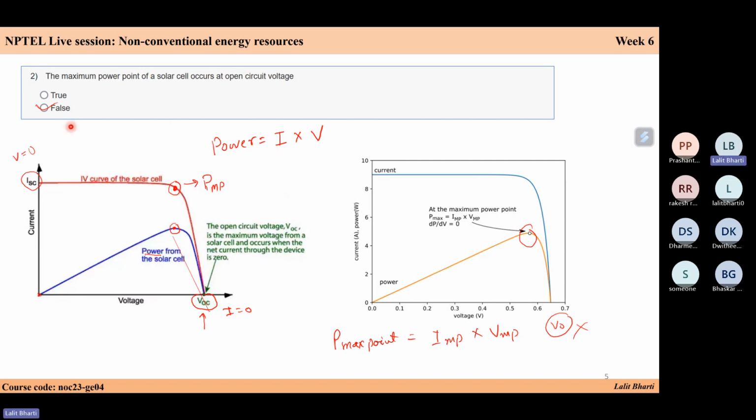So the question asked: the maximum power point of a solar cell occurs at the open circuit voltage. So that is wrong, because the open circuit voltage condition is here at VOC, but the maximum power point is at this position where your I and V product is highest, or maximum. So this statement is false. We understood VOC, ISC and maximum power point through this question.